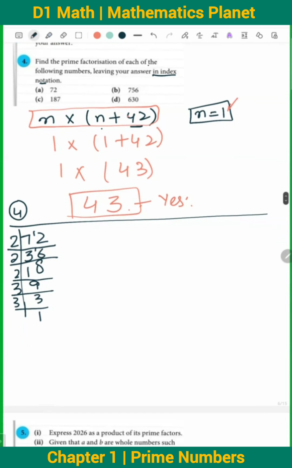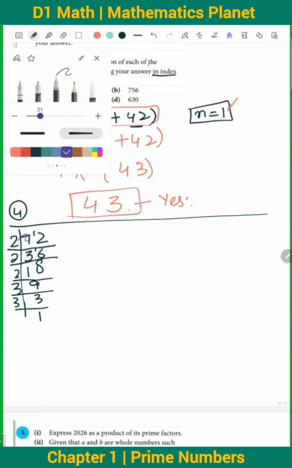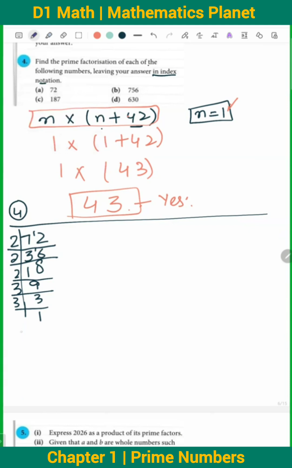Now we can write it in the form of index notation. How many times is 2 coming? 1, 2, 3. 2 times 2 times 2 times 3 times 3, so we can write 2 to the power 3 times 3 to the power 2. Got it? Okay.